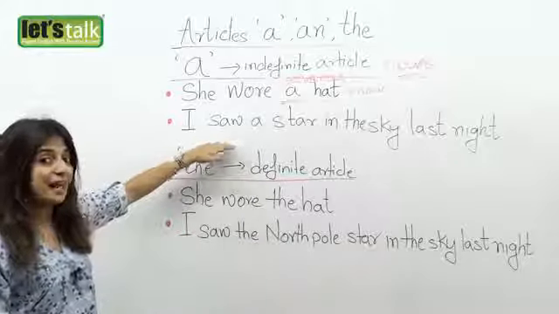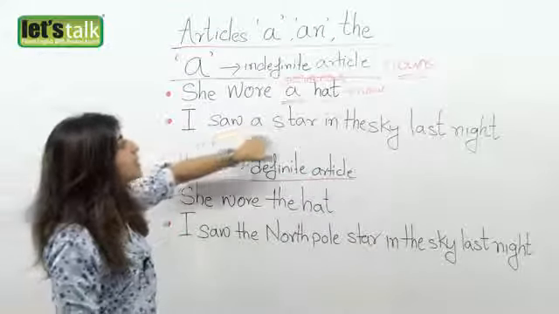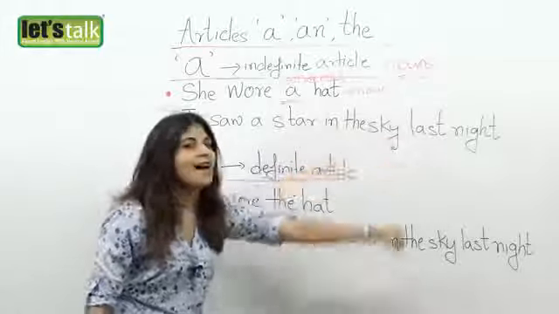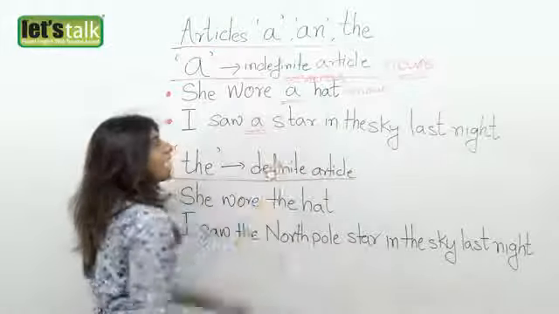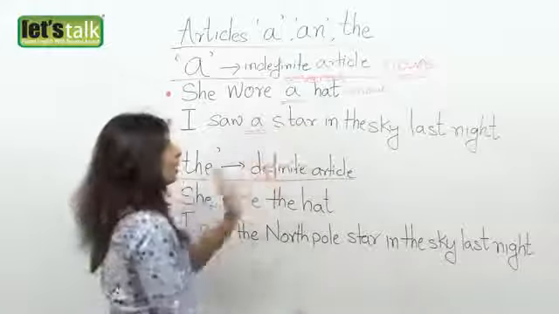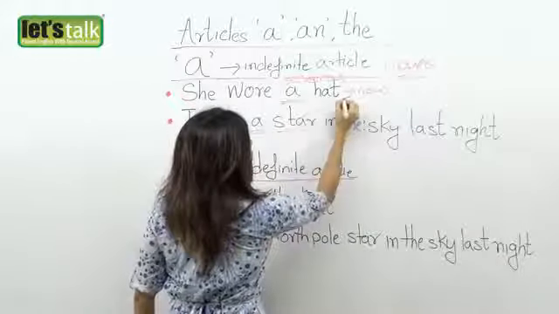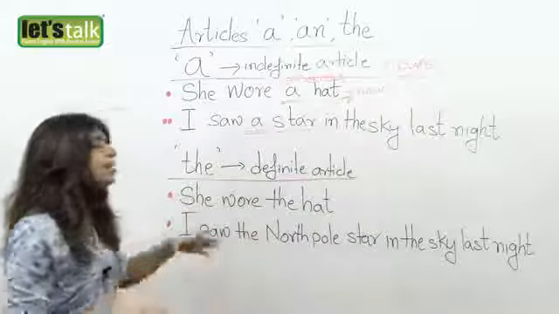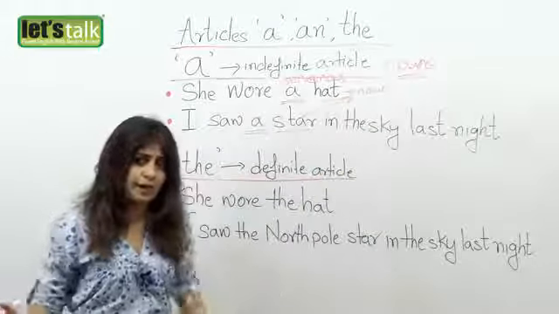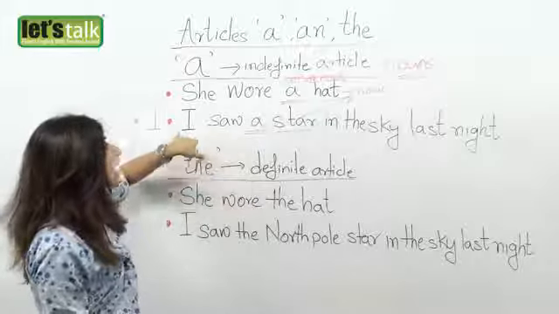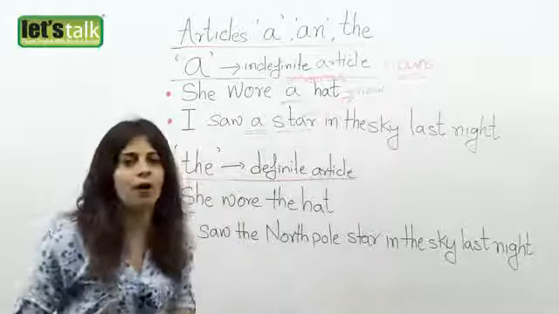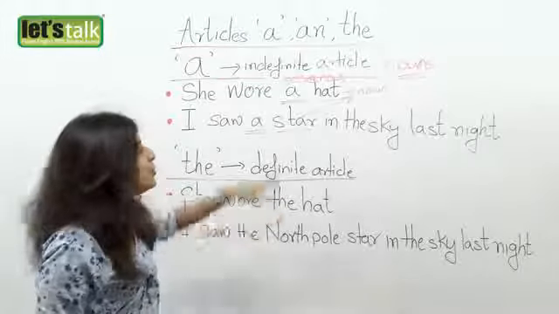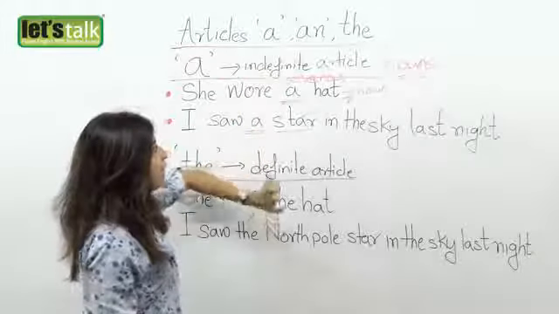We also see another sentence here. I saw a star in the sky last night. Now here a is your article and star is your noun. Remember this, star is your noun. There are millions of stars in the sky, right? So here we are using I saw a star. Nothing in particular, but I just spotted a star, and that's why I'm telling it to you. So it is an indefinite article here.